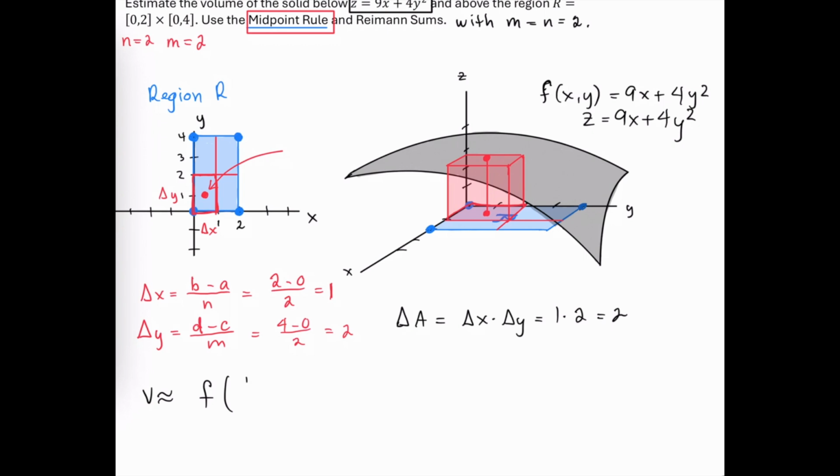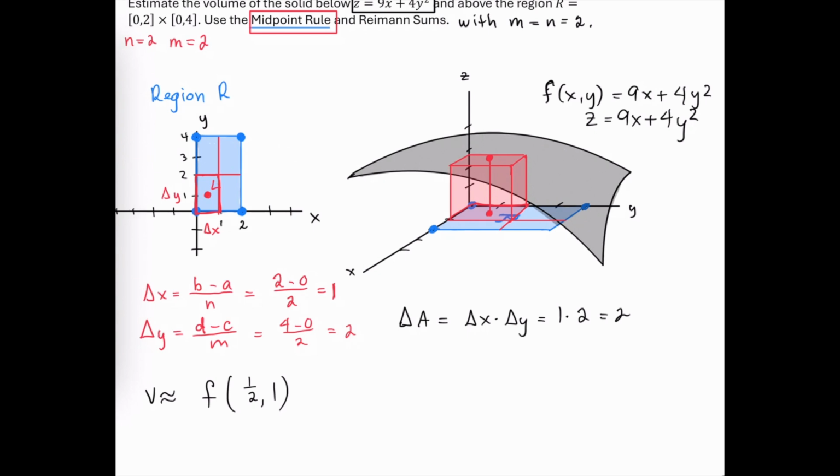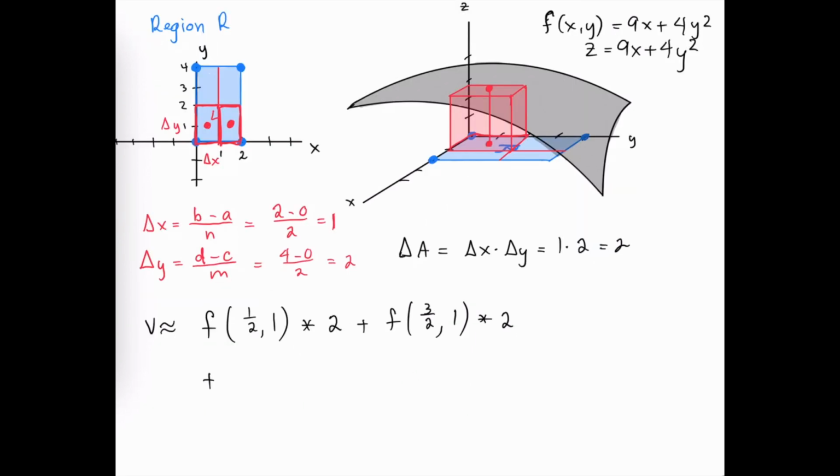So our first domain element is going to be 1/2 as the x-coordinate, 1 as the y-coordinate. That's halfway in between the x and the y values for our first rectangle. So that gives us the height of that rectangle, and then we multiply that through by the delta A, which in this case is 2. Now we're going to look at our next rectangle. So the domain element plugged into the function is going to be the midpoint in the direction of x, which is 3/2, and the midpoint in the direction of y is still going to be 1. We again multiply this by the area of the base to get the volume of our second approximating rectangular solid. Now let's do this again for the next row.